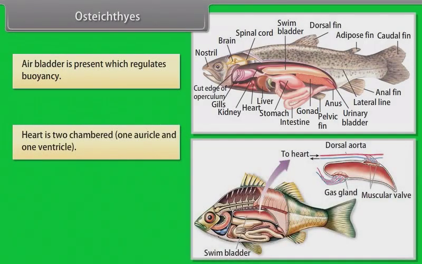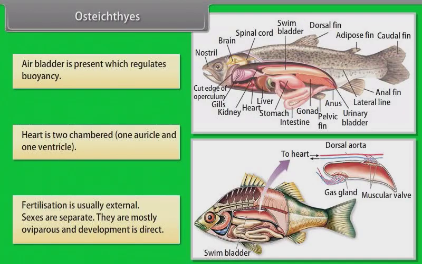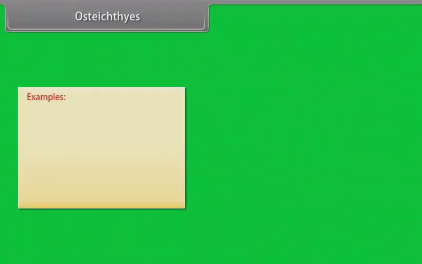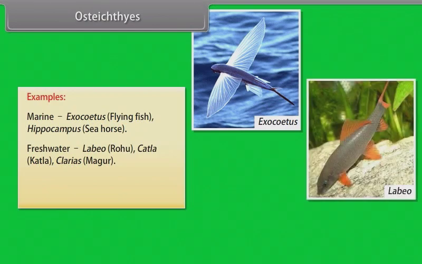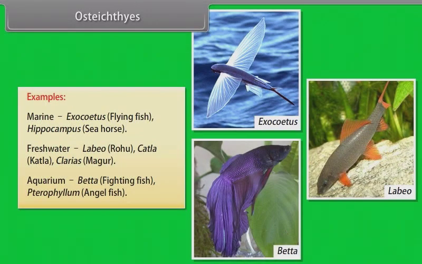Heart is two-chambered, one auricle and one ventricle. Fertilization is usually external. Sexes are separate. They are mostly oviparous and development is direct. Examples: marine, Exocoetus, flying fish, Hippocampus, seahorse; freshwater, Labeo, rohu, Catla, Clarias, magur; aquarium, Betta, fighting fish, Pterophyllum, angelfish.